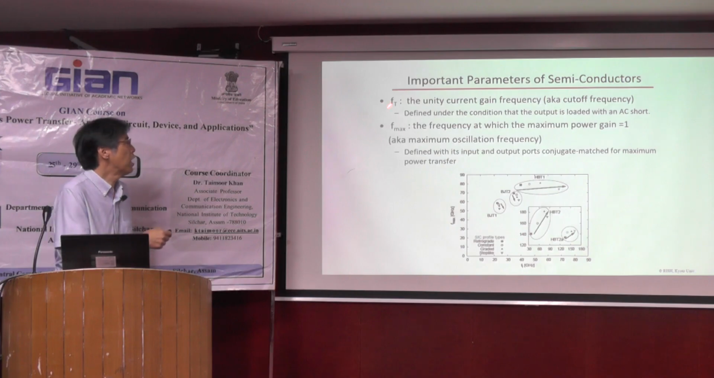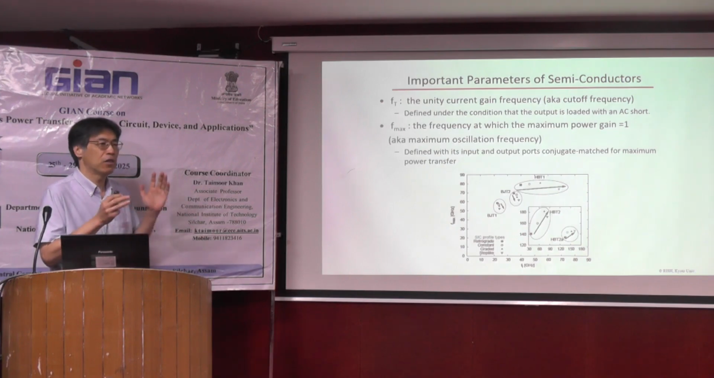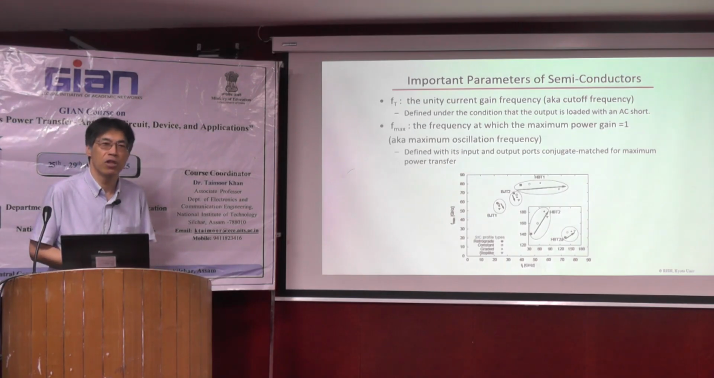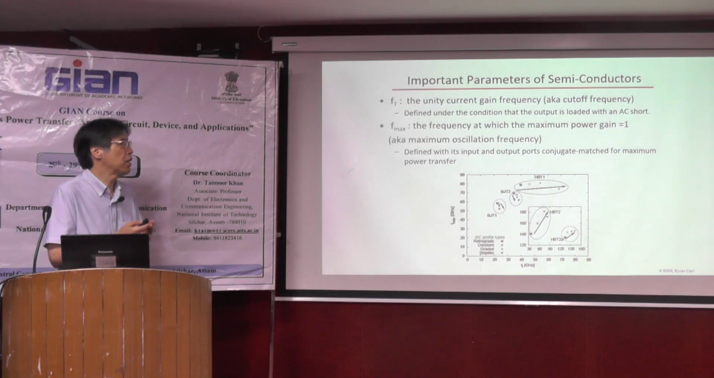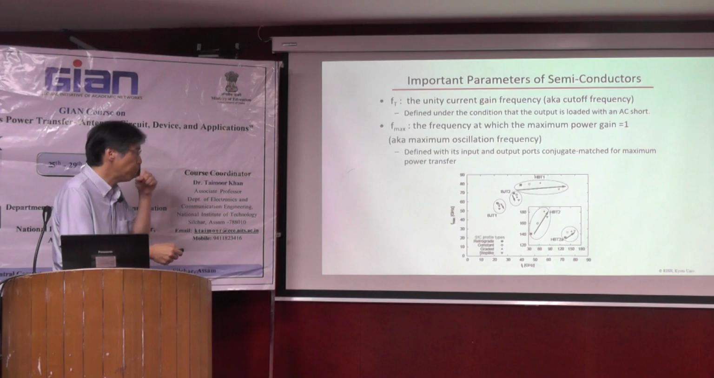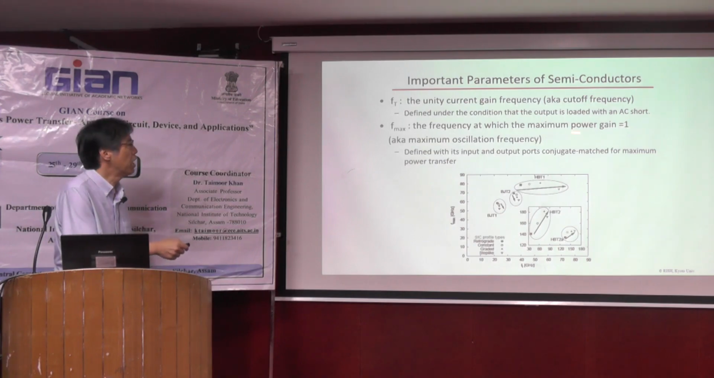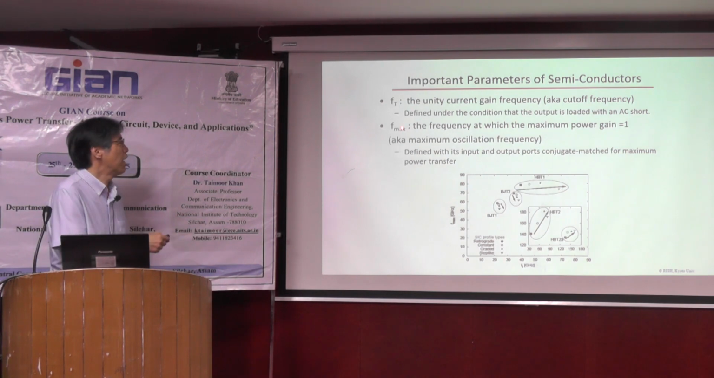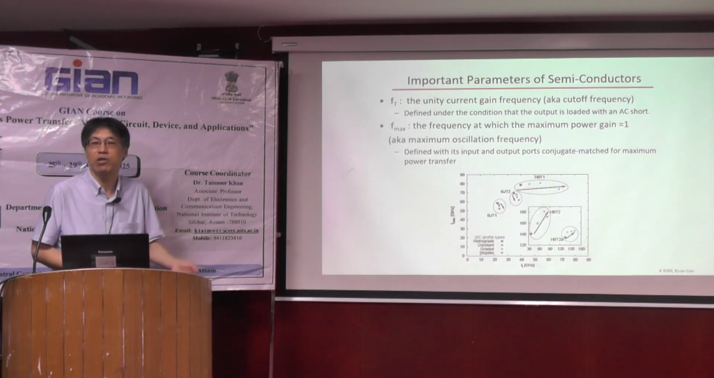So if we find a semiconductor with an Fmax of, for example, 1 GHz in the catalog, unfortunately this semiconductor cannot be applied in a 2 GHz amplifier, because the frequency limitation of the gain is 1 GHz in this case. So we must check this FT and the Fmax to design the microwave circuit.